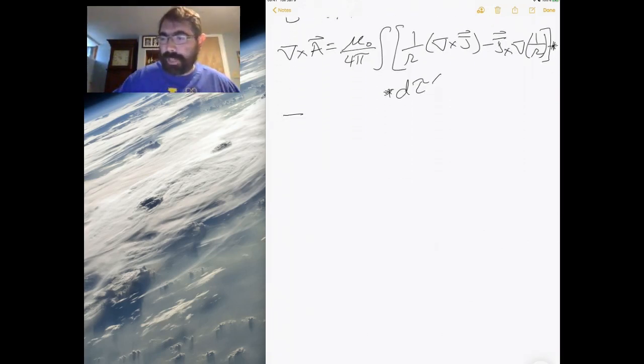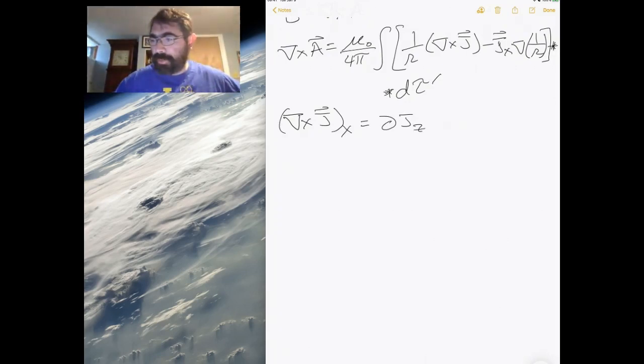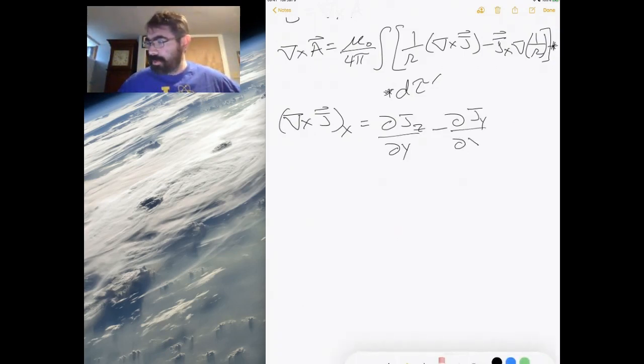So if I just look at the x component of the curl of the current, what I would have is the derivative of the z component of the current with respect to y minus the derivative of the y component with respect to z.